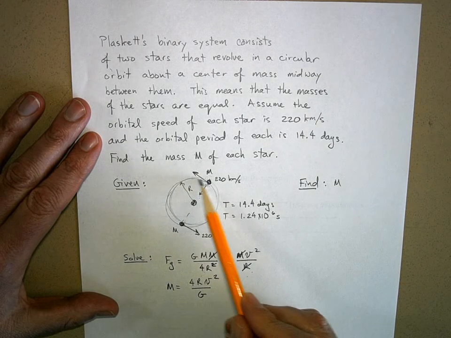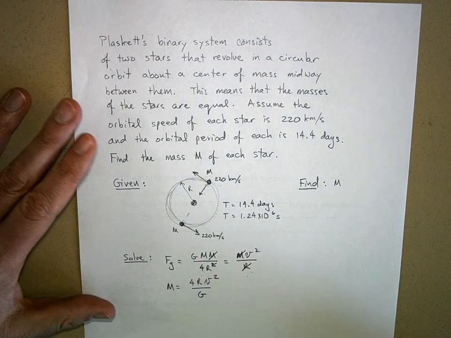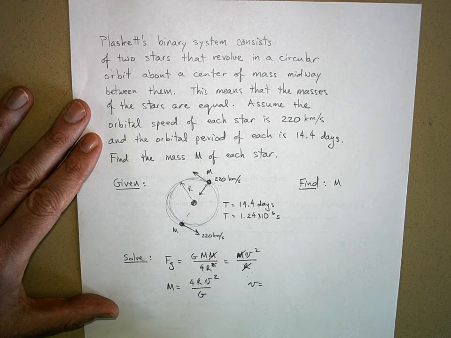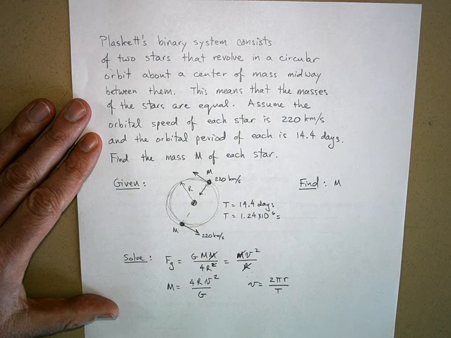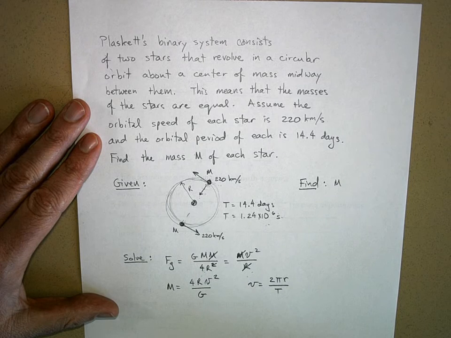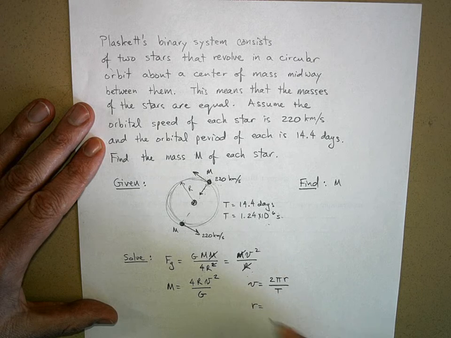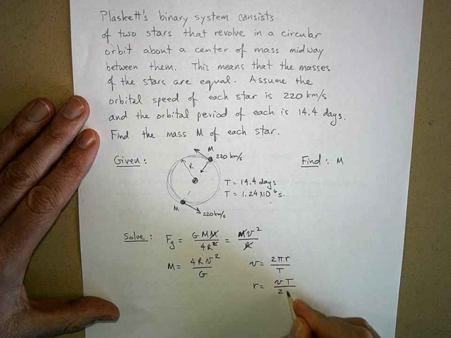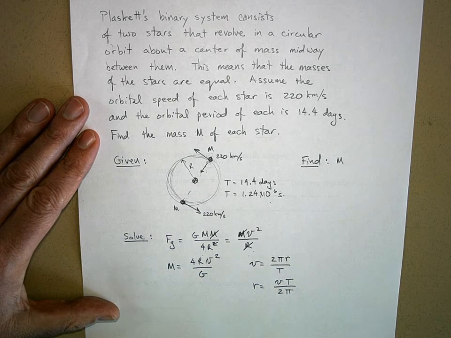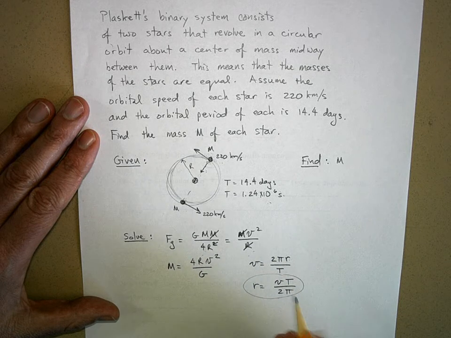But here's what we know. We know the velocity of this, and it's moving in a circle. So what do we know is true about that velocity? The velocity is equal to 2 pi r over the period. But we know what the period is. I went ahead and changed it to seconds ahead of time. So solve this for r. R is equal to the velocity times the period over 2 pi. Everybody agree with that? Did I do that right? R equals this times this divided by that. Yep. So now I'm going to plug that into here.